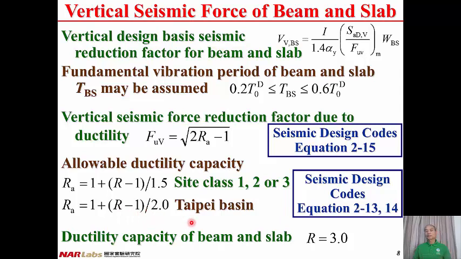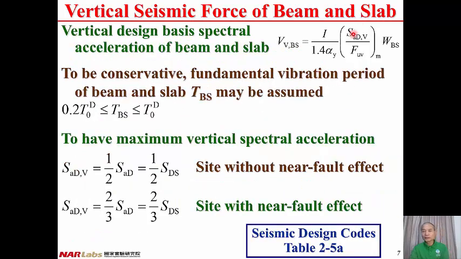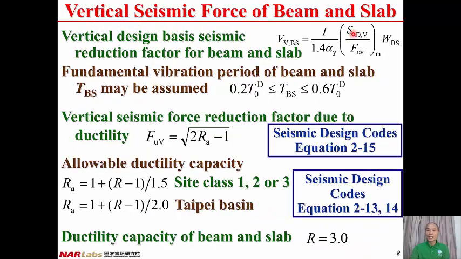If the beam and slab are properly designed, the ductility capacity of the beam and the slab can be assigned equal to R equal to 3.0. Therefore, once we have R, we can compute RA, and from RA, we can have the vertical seismic force reduction factor due to ductility. Once we have SADV from the previous slide and FUV from the current slide, by applying this equation, we can compute the vertical seismic force of the beam and slab.